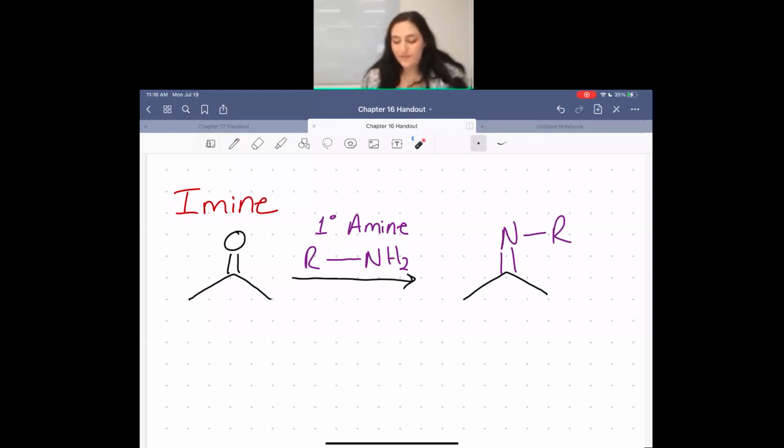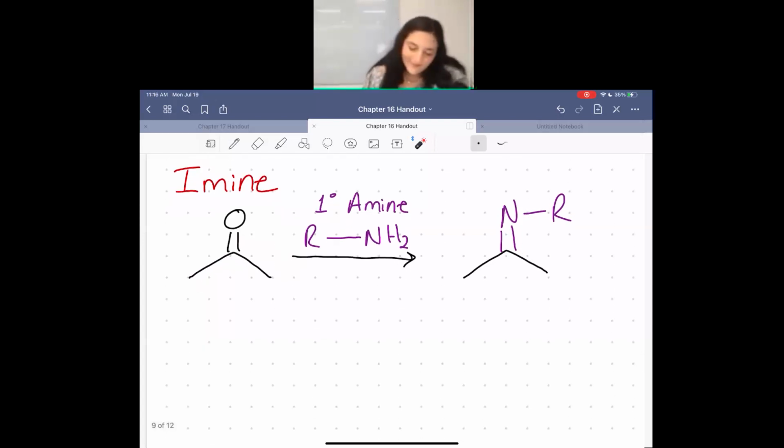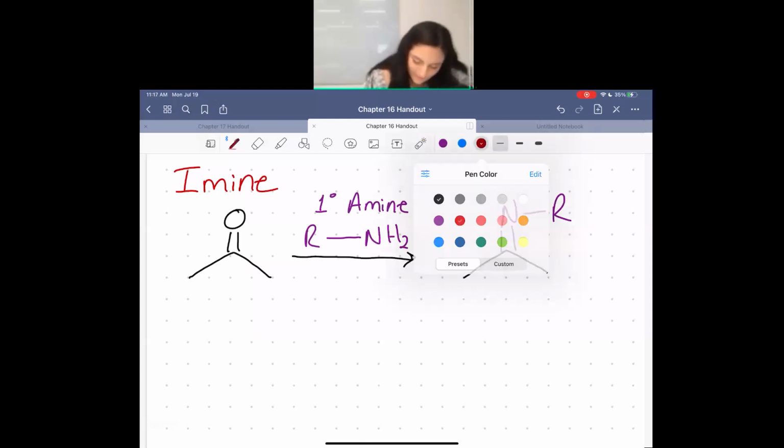No, because we have too many bonds. Exactly. Cool. Stellar. All right, the next one that we're going to do is the enamine reaction.